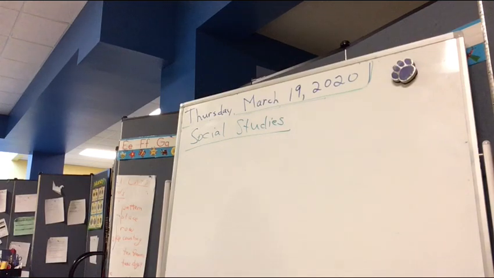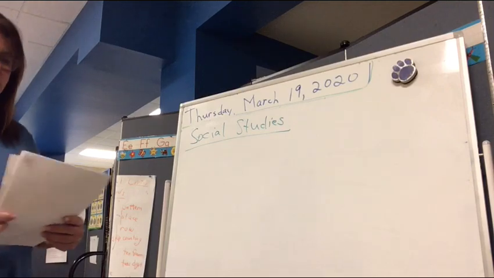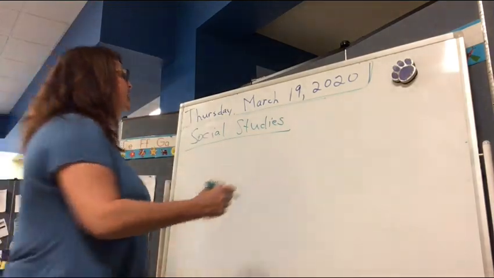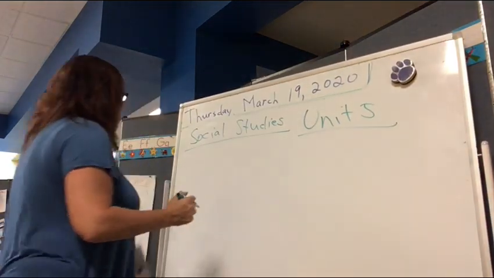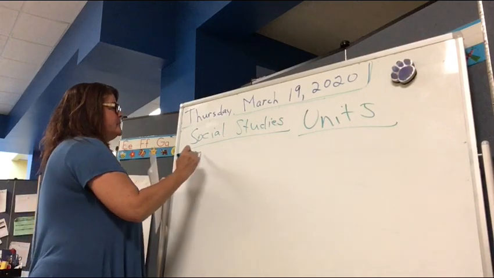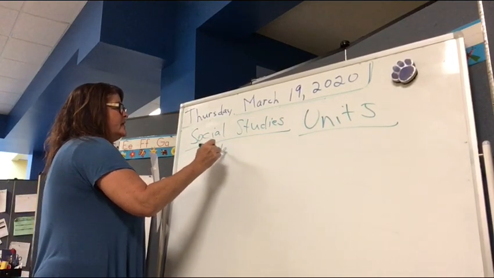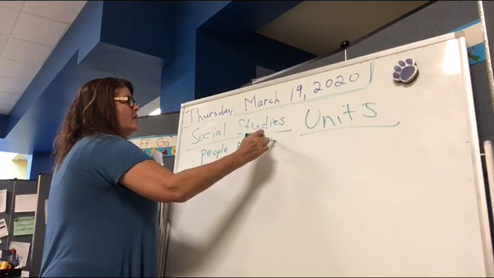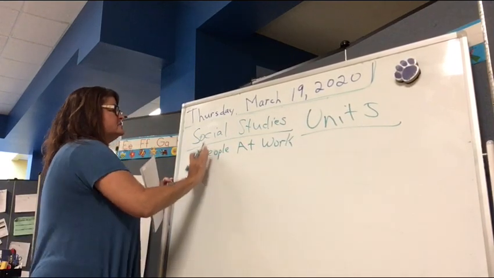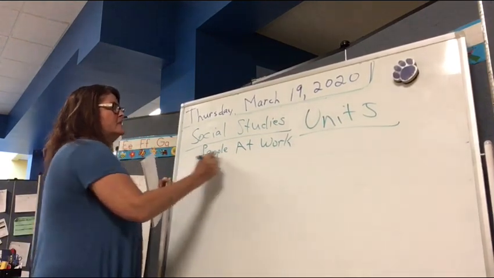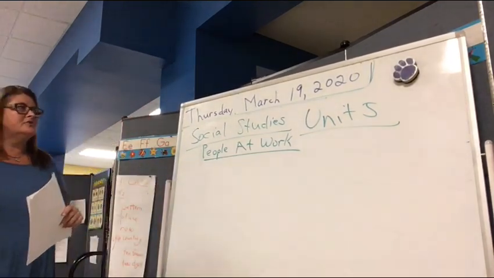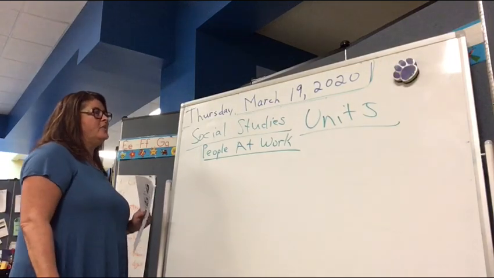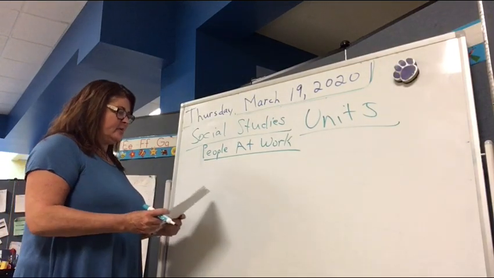We are going to continue on with our Unit 5 in Social Studies. Unit 5 is called People at Work. Capital P. Unit 5 Social Studies is called People at Work. So again, this is Thursday, March 19th, 2020. Social Studies Unit 5, People at Work.